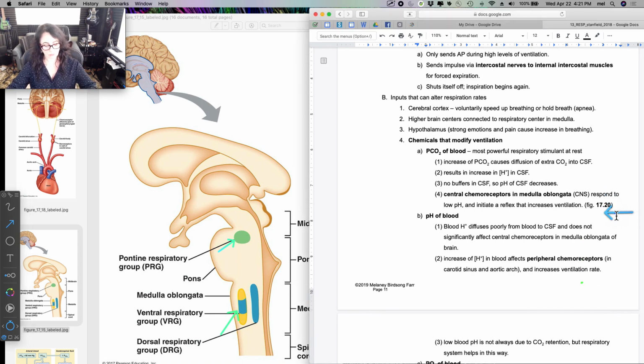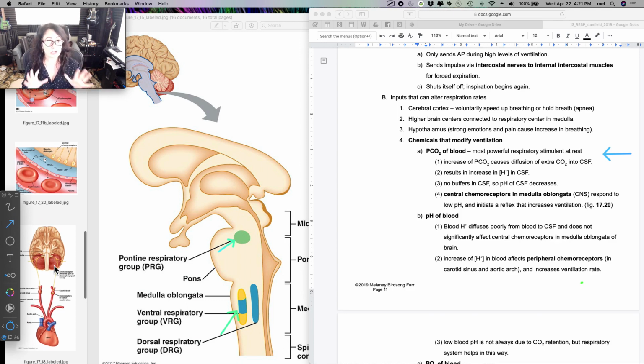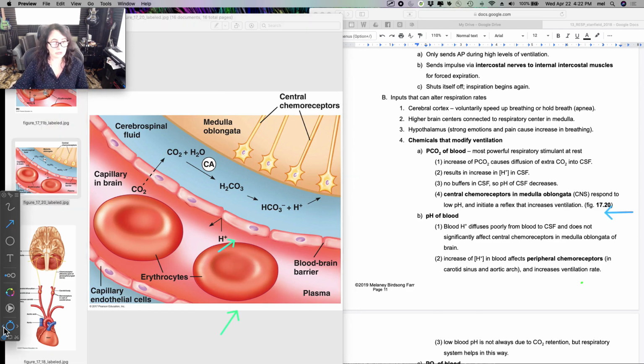So let's look at kind of why that is. So the PCO2 of the blood. So let's talk about what's happening with the PCO2 of blood. Okay, so here's the deal with PCO2 of the blood. The carbon dioxide that is dissolved in the blood plasma, that stuff, if you carry a lot more than 7% of it, it will piss off your brain, because here is what happens. Okay, so the bicarbonate ion cannot diffuse into the cerebrospinal fluid.